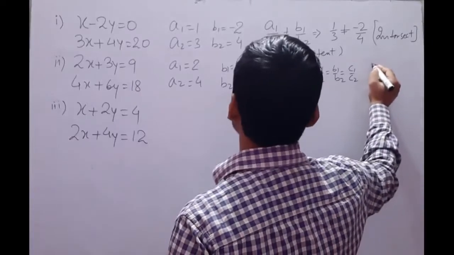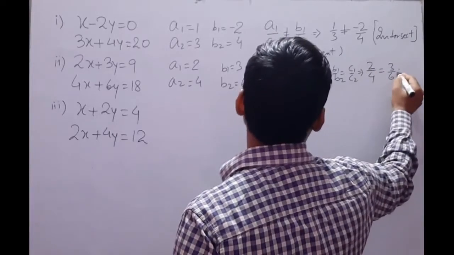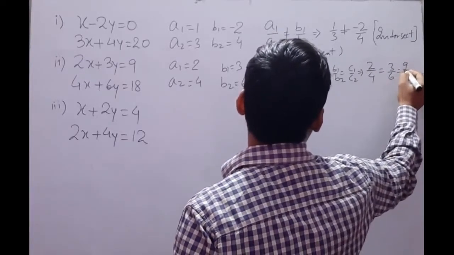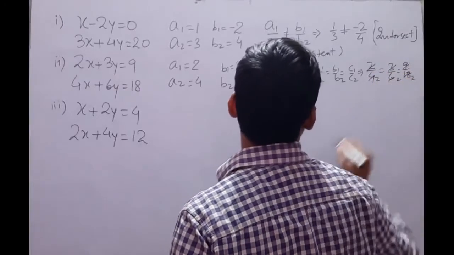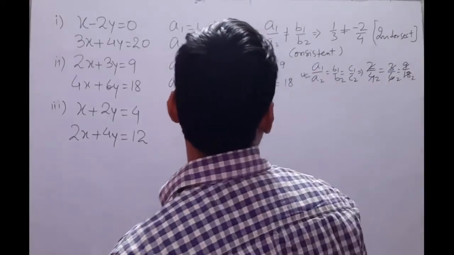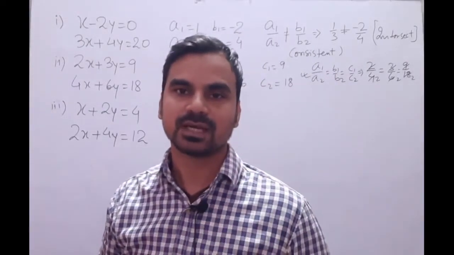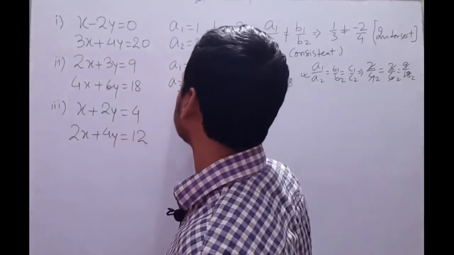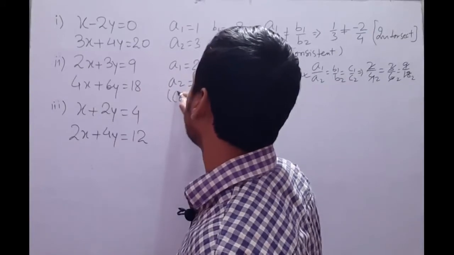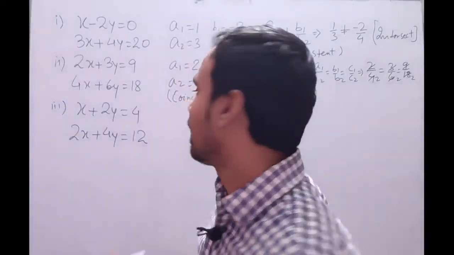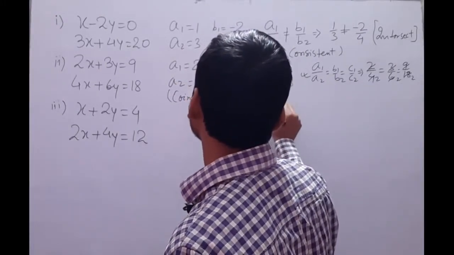So for a1 by a2, 2 by 4 equals 3 by 6 equals 9 by 18. 2 twos are 4, 3 twos are 6, 9 twos are 18. It means that a1 by a2 is equal to b1 by b2 is equal to c1 by c2. In that case, these two lines will coincide with each other. Coincide. And many infinite solutions will be there, and it will also be called a consistent pair of equations.